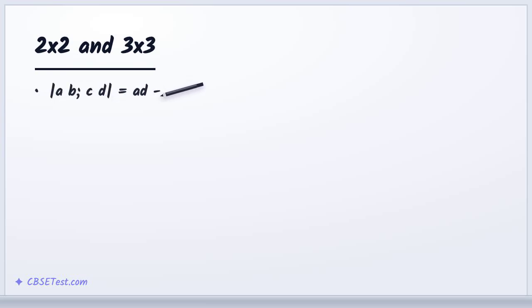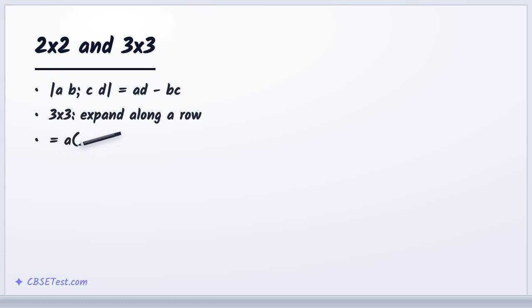For a 2 by 2 matrix, the determinant is AD minus BC. For 3 by 3, expand along a row, multiplying each entry by its minor with alternating plus and minus signs.